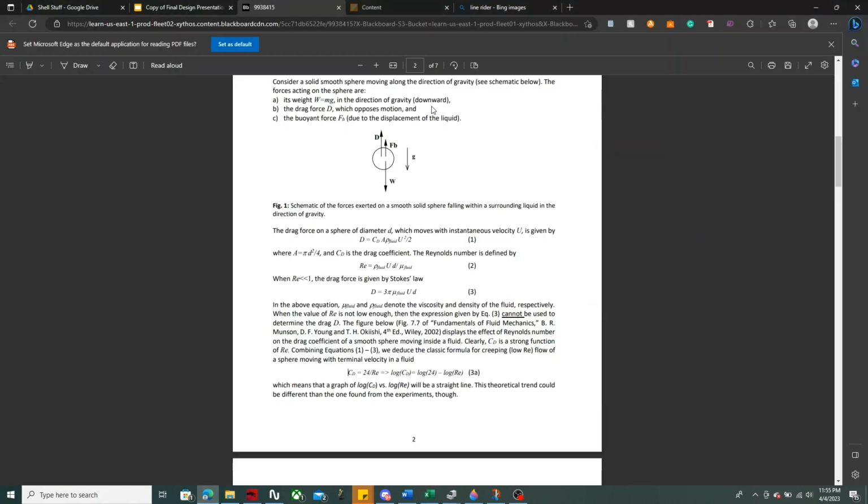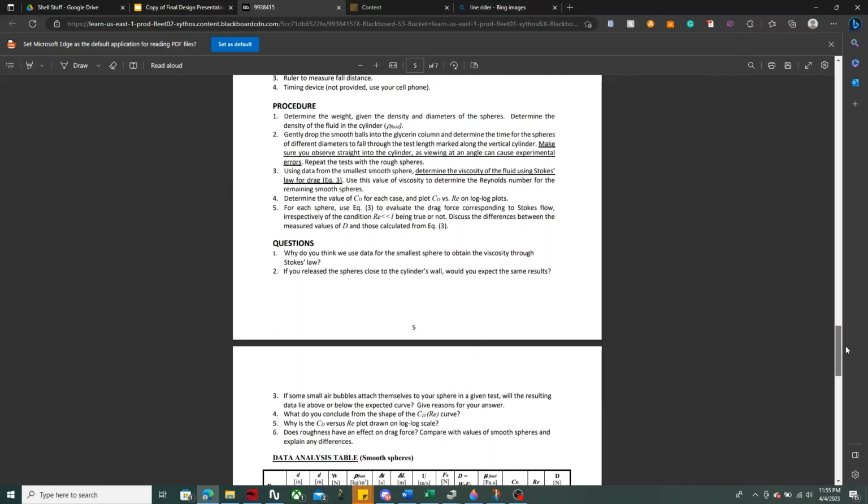So one of the questions, I think, in further discussion, is to plot the coefficient of drag to the Reynolds number. There is one of the questions that asks, does roughness have an effect on drag? Compare with values and explain any differences, right? So, I mean, yeah, you could show it.